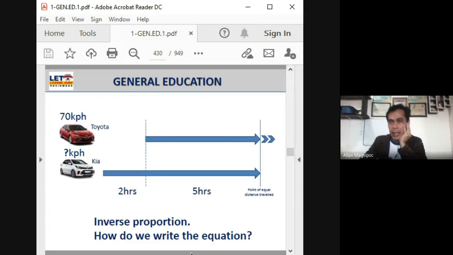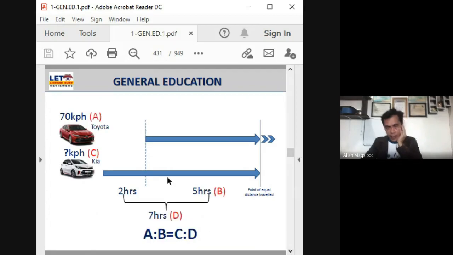Inverse proportion. How do we write the equation? Where are A, B, C, and D? Alright, it goes like this. If A is the Toyota car, its B is only 5 hours. It traveled 5 hours until it overtook the Kia. Right? A is to B is equal to C, which is the unknown speed of the car, and how many hours did it travel before it was overtaken? A total of 7 hours, because the Kia started 2 hours ahead of the Toyota.